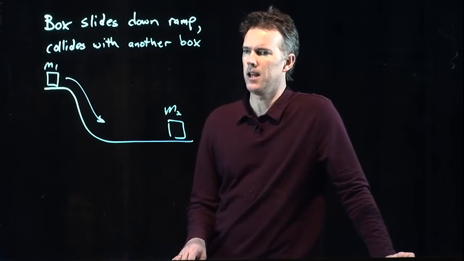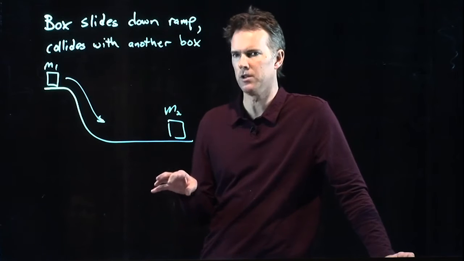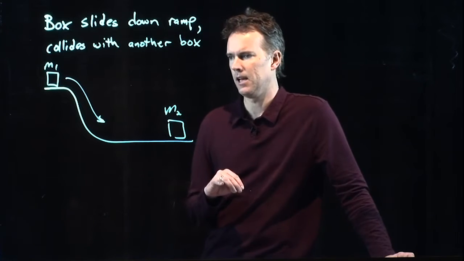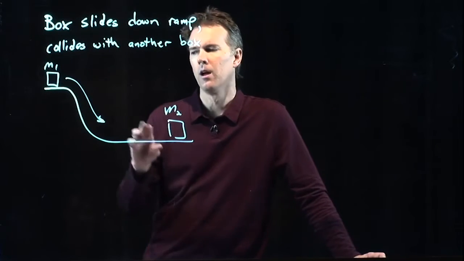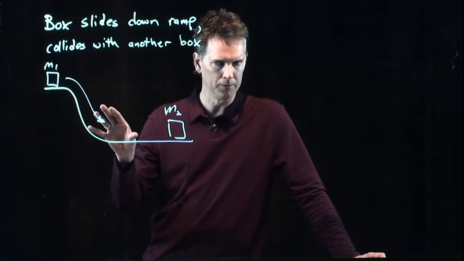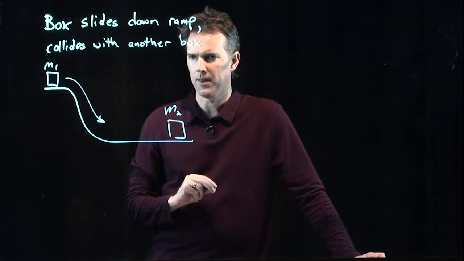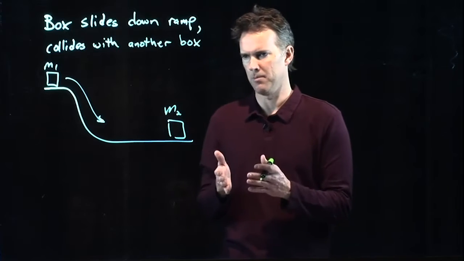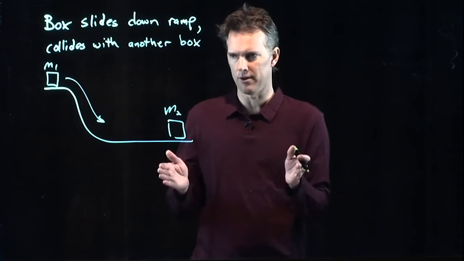Let's take a look at a problem that is going to combine both energy conservation and momentum conservation. And the idea is this: we're going to have a box that slides down this ramp. We'll pretend the ramp is frictionless so we don't have to worry about any heat. It's going to collide with another box, and then one of two things is going to happen. Either they're going to stick together and move together, or they're going to bounce off each other.